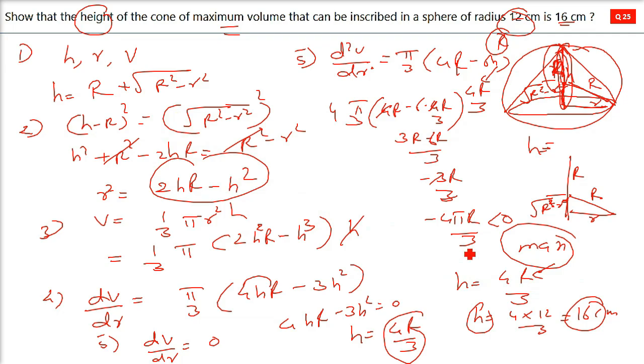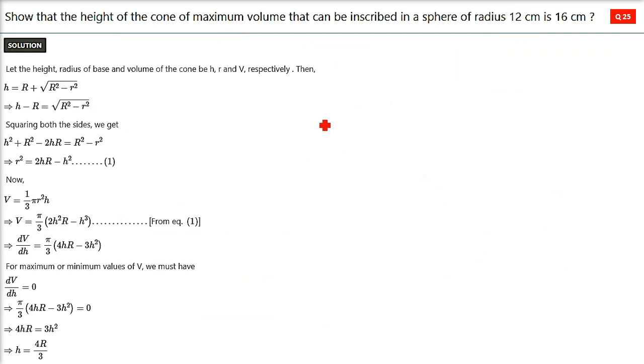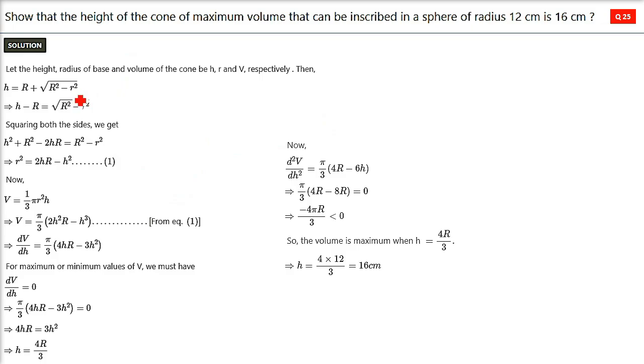So all this procedure is known to you, and we have actually recalled that question we have earlier completed with the actual numbers 12 and 16 here. So all this is the imagined value, and finally h equals 4r by 3, we replace r by 12 in order to get 16, which is the height.